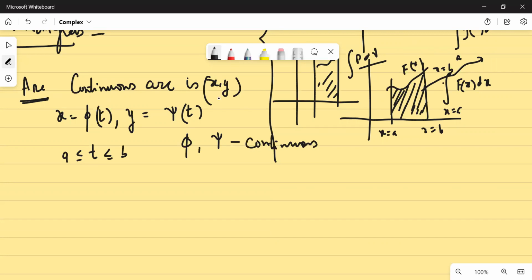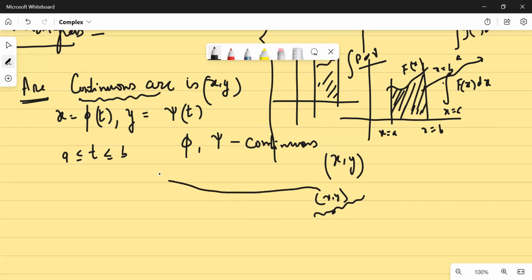So if points on my curve can be represented in some parameter, that is t here, and they are nothing but continuous functions of that parameter, then I would say that the set of all those points constitutes a continuous arc. Again, I'm saying, what is a continuous arc? If a point on the arc can be represented parametrically in the form of two continuous functions, then I would say that my arc is a continuous arc. Yes or no?